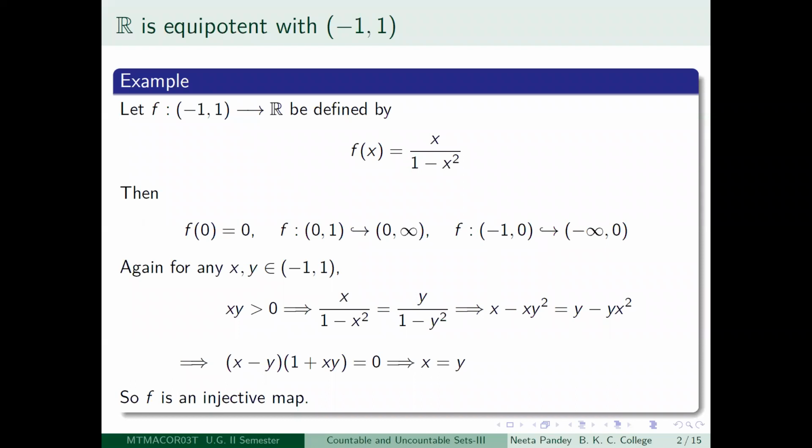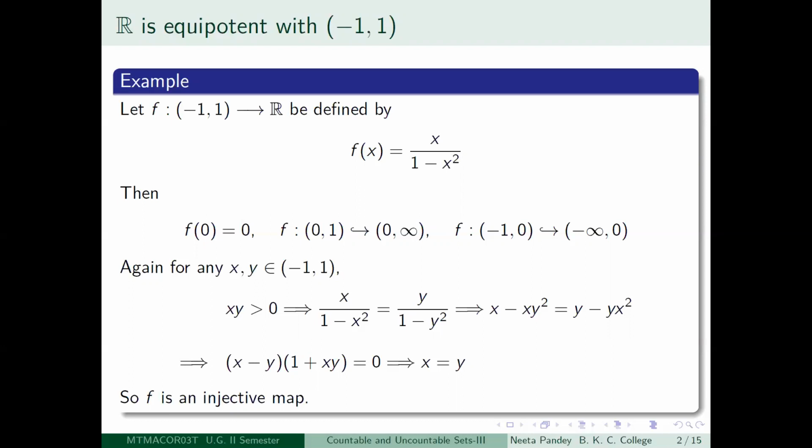We have already seen that R is an uncountable set, as well as the open interval -1 to 1 is an uncountable set. But that doesn't necessarily mean that they will be equipotent. We have not given any such argument, and in fact, this is not true, as we will see by the end of this lecture. So, we just see how this can be proved.